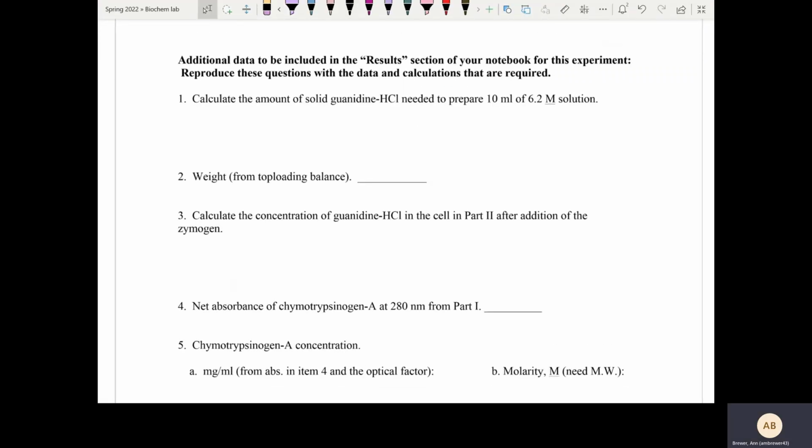Hello. So today we'll be going over experiment 3, which is the tryptophan and tyrosine determination. We'll do questions 1 through 8.